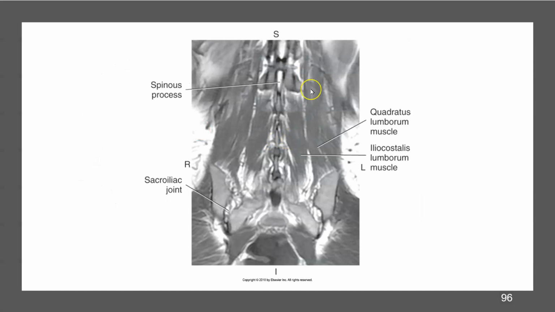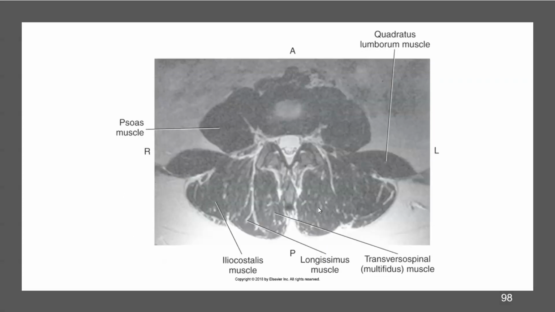Okay, so looking here, this is a coronal of the T1. We have the quadratus lumborum, and we have the iliacus here. So spinous processes, and here's your SI joints on either side. All right, so psoas muscles on either side. So there's the minor and the major. We have the quadratus lumborum, and then we're looking here, multifidus muscle and the iliocostalis muscle right here. And here is the longissimus muscle.